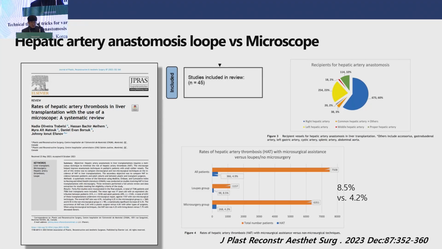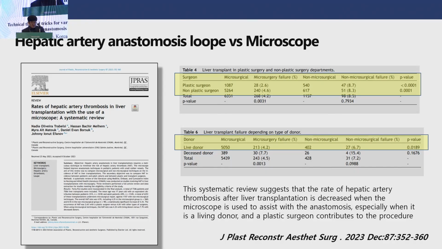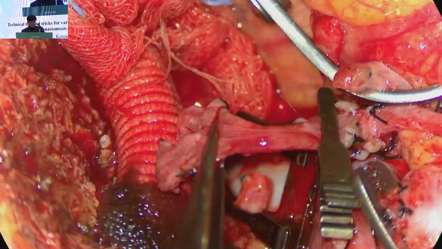During liver transplantation, the recipient primarily used the right hepatic artery, followed by the left hepatic artery as a second choice. In the group that utilized loupe for the hepatic artery anastomosis, the incidence of hepatic artery thrombosis was 8%. In contrast, when a microscope was used, the incidence was 4.2%. Especially among plastic surgeons, the technical failure rate was significantly lower, 2.6, when a microscope was used.